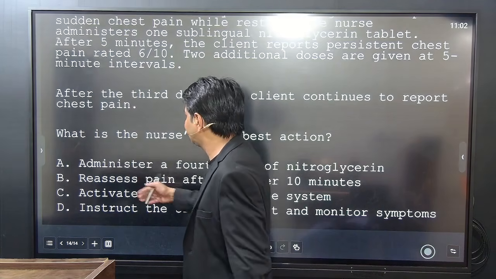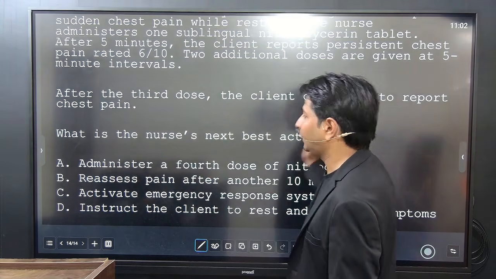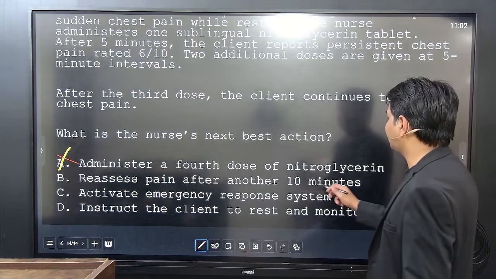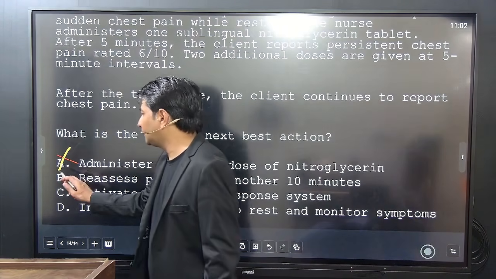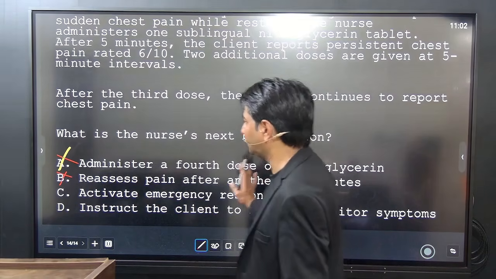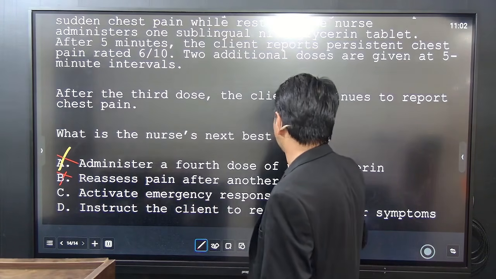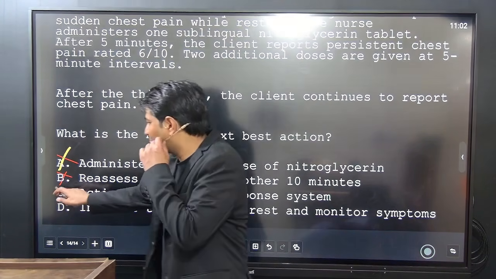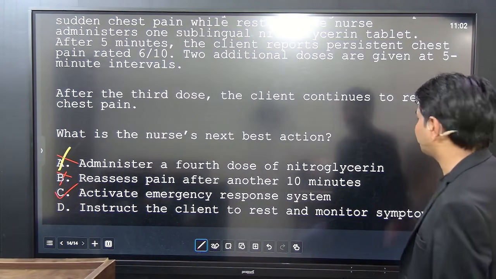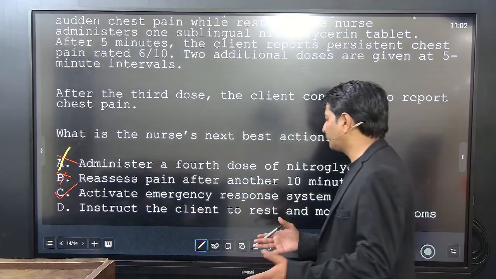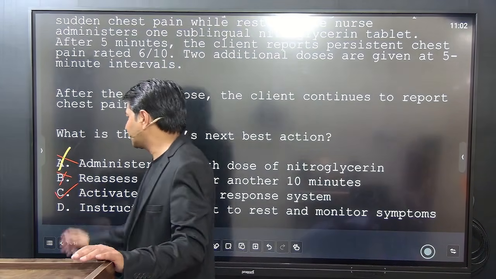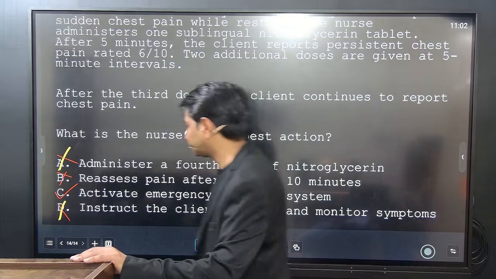So the first option is administer a 4th dose. Now we won't give a 4th dose at all. This is wrong here. Reassess pain after another 10 minutes. No, if 3 doses have been given, there's no need to reassess after that. There's no need to wait for 10 minutes for the patient's pain. Activate emergency response system? Yes, we have to inform the doctor. This will be the correct action here. Instruct the client to rest and monitor symptoms. No, if we tell the patient to rest and monitor, it will delay the next management. So this will also be wrong here.